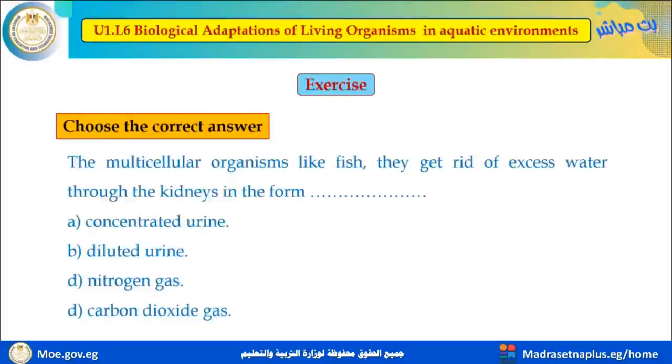Another question. The multicellular organisms like fish, they get rid of excess water through the kidneys in the form of what? Concentrated urine, diluted urine, nitrogen gas, carbon dioxide. Try to think. It's not an easy question. I will repeat the question again, listen and concentrate. The multicellular organism like fish, they get rid of excess water through the kidneys in the form of concentrated urine, diluted urine, nitrogen gas, carbon dioxide. Excellent. Yes, diluted urine.